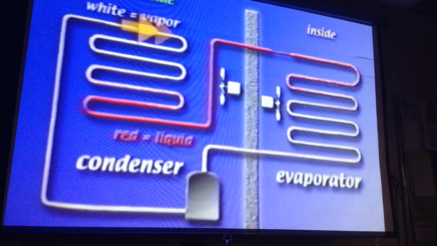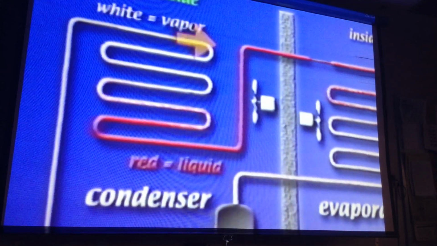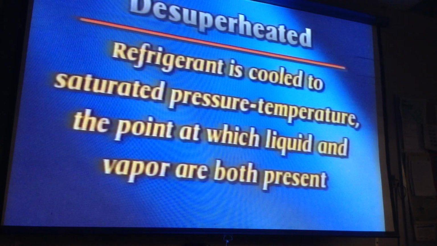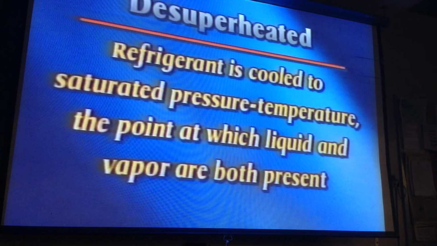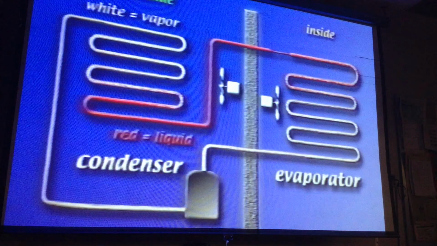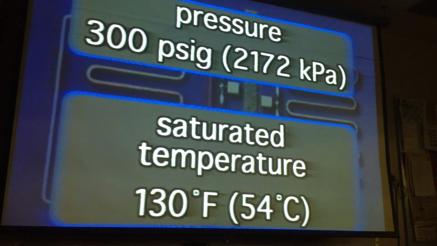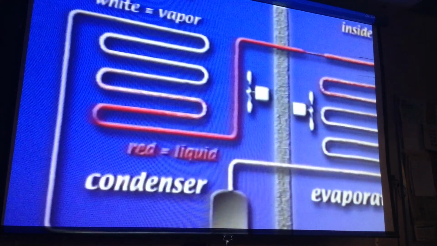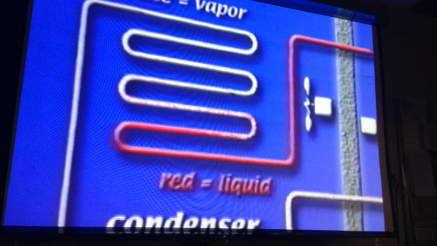As the high-pressure superheated vapor enters the upper condenser, it is de-superheated. This means that the refrigerant is being cooled to saturated pressure temperature, the point at which liquid and vapor are both present. In this example, at 300 psig, the saturated temperature would be 130 degrees Fahrenheit. When the refrigerant reaches 130 degrees Fahrenheit, it begins to change state or condense into a liquid.